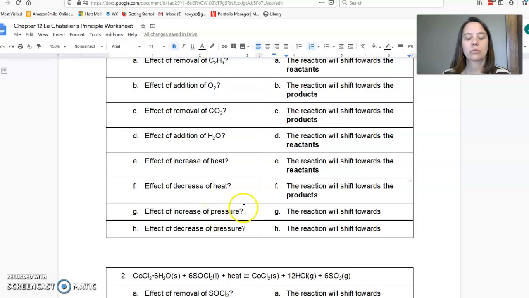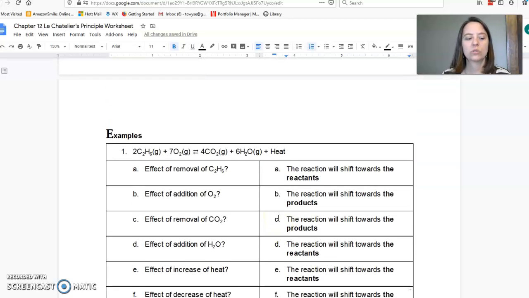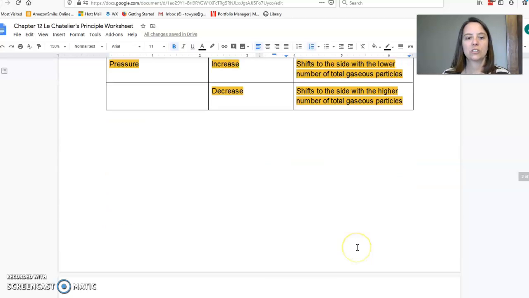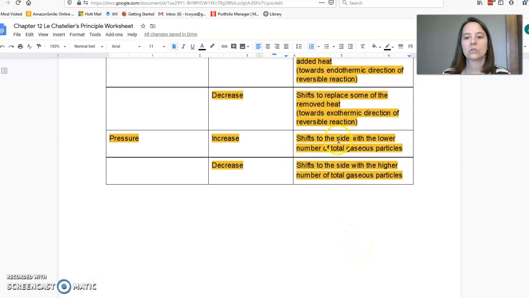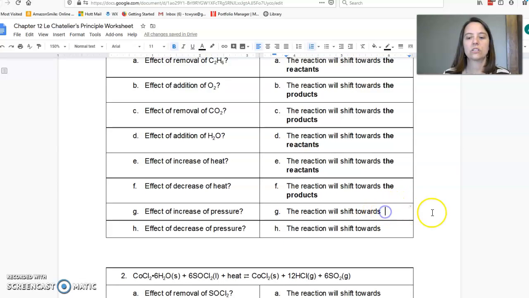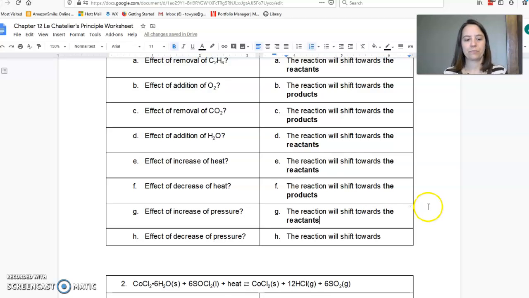And an increase of pressure, well, we have to count how many moles there are on each side. So there are 2 moles of gas plus 7 moles of gas, 9 moles of gas here. And then 4 moles of gas plus 6 moles of gas, 10. So the product side has more moles of gas. So when we increase pressure, it goes to the side with the lower number of gas. So that is towards the left, or the reactants.